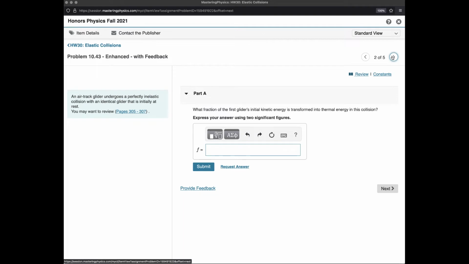An air track glider undergoes a perfectly inelastic collision with an identical glider that's initially at rest. So the gliders are identical. So this is a condition that I've said, that I have two objects of equal mass that are going to collide. They're simply going to exchange velocities. So what fraction of the first glider's initial kinetic energy is transformed into thermal energy in this collision?